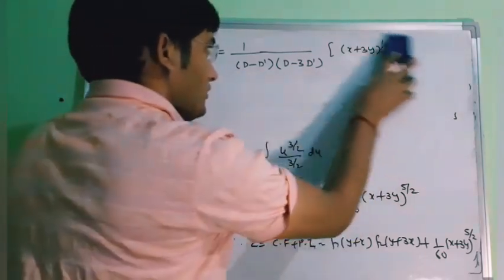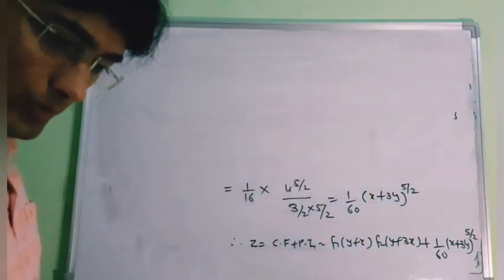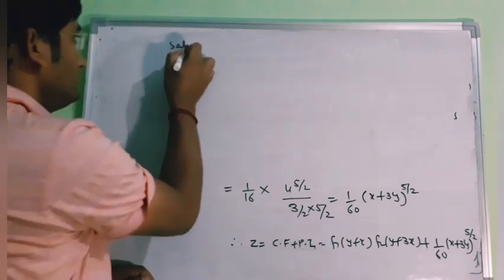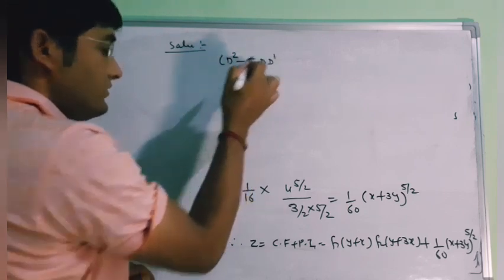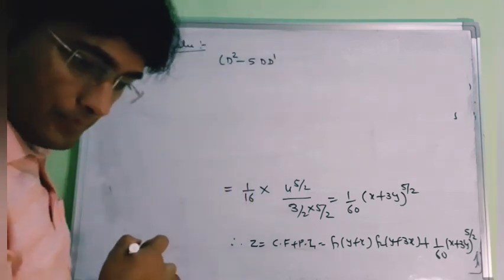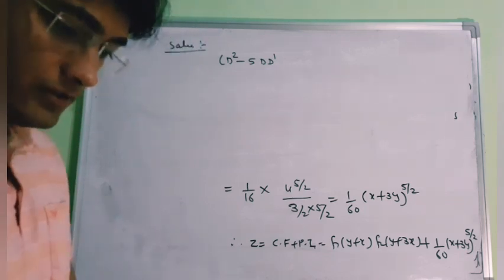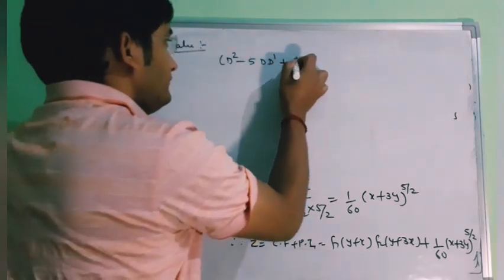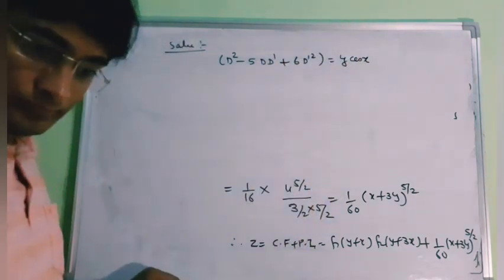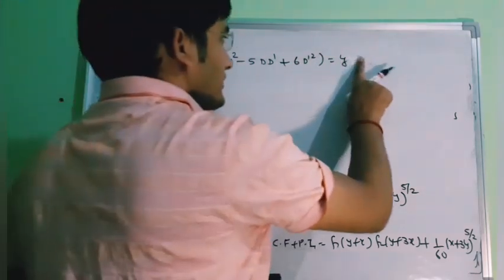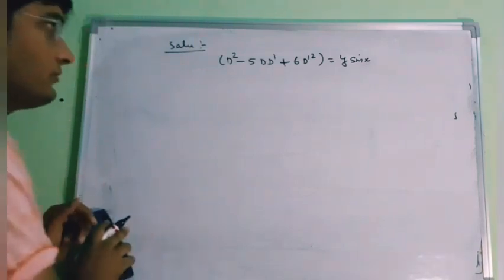Let us solve another question, and this is: solve (D² minus 5DD' plus 6D'²) z equal to y cos x, or we can also have sin x. So this is our question.